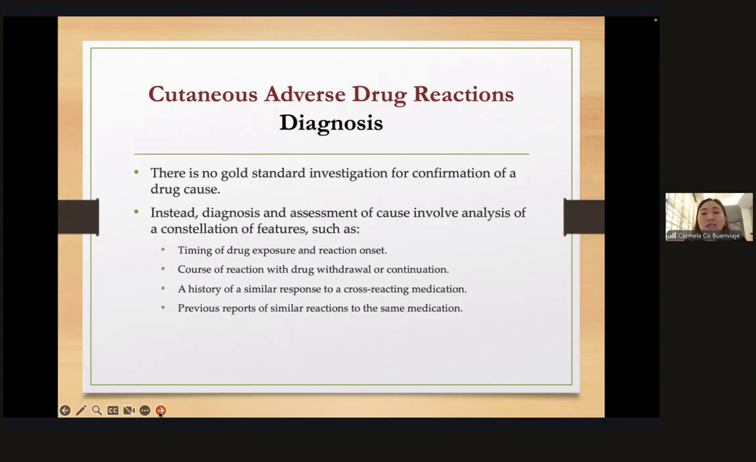Okay, so there's no gold standard investigation for confirmation of a drug cause. Instead, diagnosis and assessment of cause involves analysis of a constellation of features. So we have to do a drug timeline in order to know what caused the drug eruption. We have to know the timing of drug exposure of each drug, then the reaction onset, and then the course of reaction with drug withdrawal or continuation. And then a history of similar response to a cross-reacting medication in the past, and previous reports of similar reactions to the same medication.